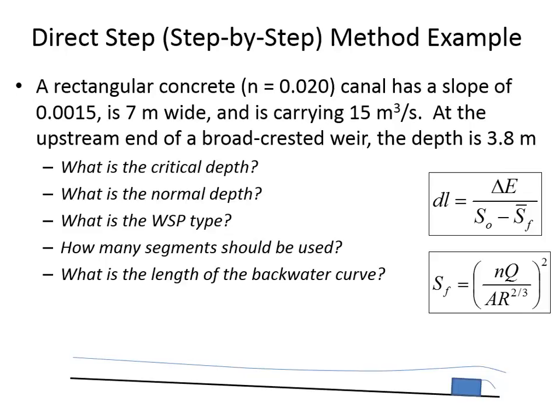And that's why the water pools, is that there wasn't enough specific energy initially to get the water over that weir. And we know that at the upstream end of the weir, the depth is 3.8. So that's talking about right here, the depth is 3.8. We're going to break that up into segments and calculate the depth at each of the segments.